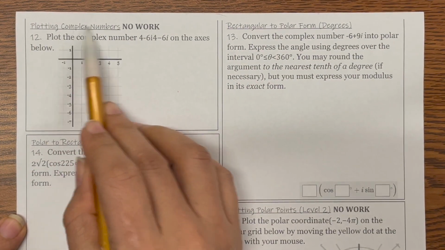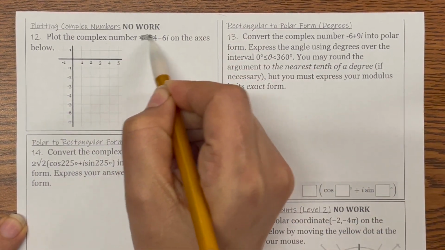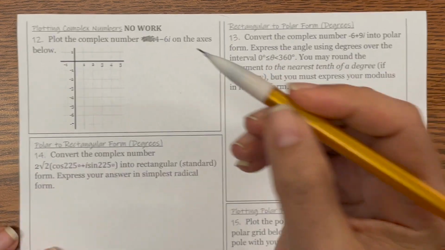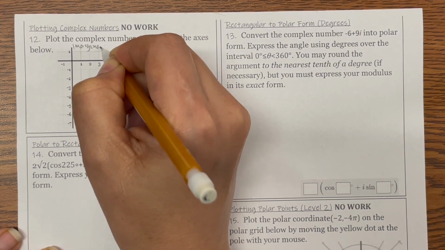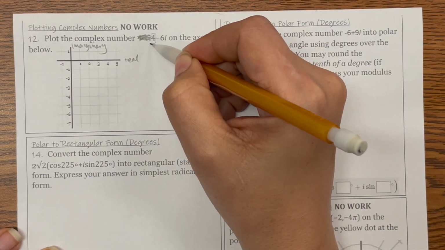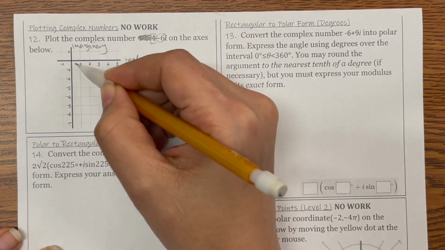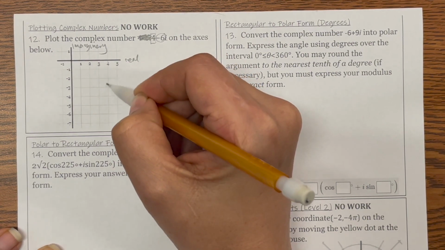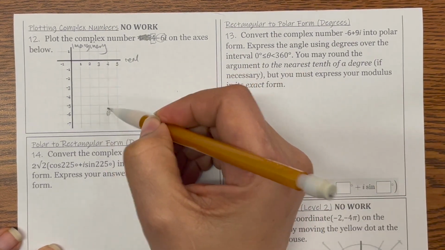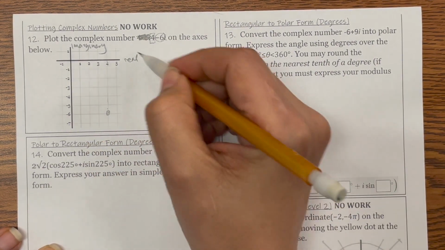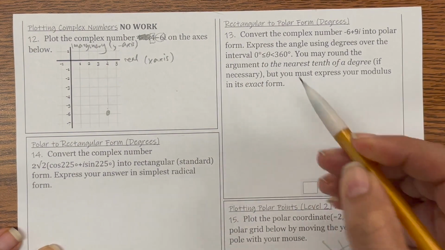All right, so we're going to take a look at plotting complex numbers. To plot the complex number 4 minus 6i, it's just like you plot x and y. This is your real axis. This is your imaginary axis. Your real number is 4, so I'm going to go 4. And then this is your imaginary number. It has an i, negative 6. On my imaginary axis, I'm going to go negative 6. And that's my point. So 4, negative 6. Real is the x-axis, and imaginary is the y-axis.